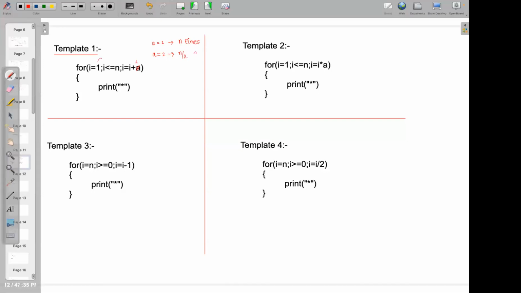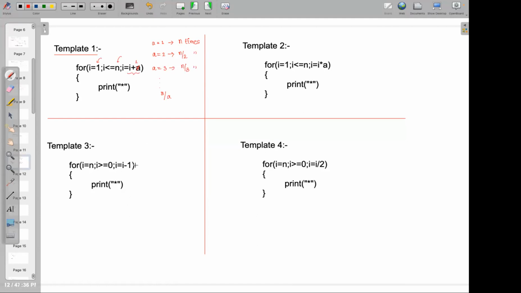See the starting point, see the ending point, and see how much they are trying to increment. If A is equal to 3, then how many times will the loop run? Obviously n by 3 times. So in general, if it is incrementing by A, can I write this as n by A times? Yes.